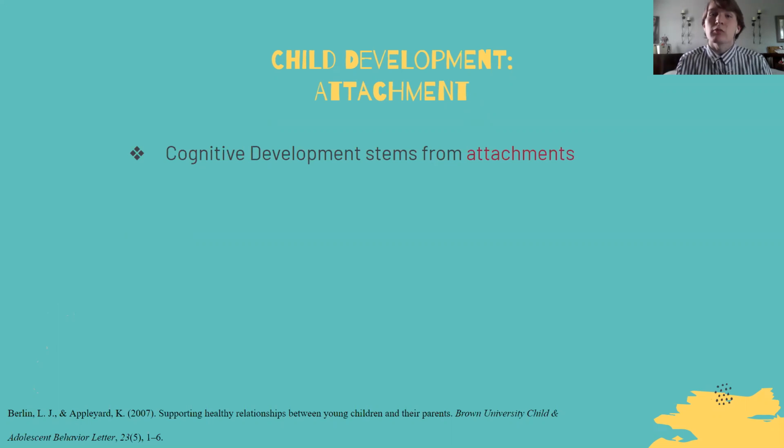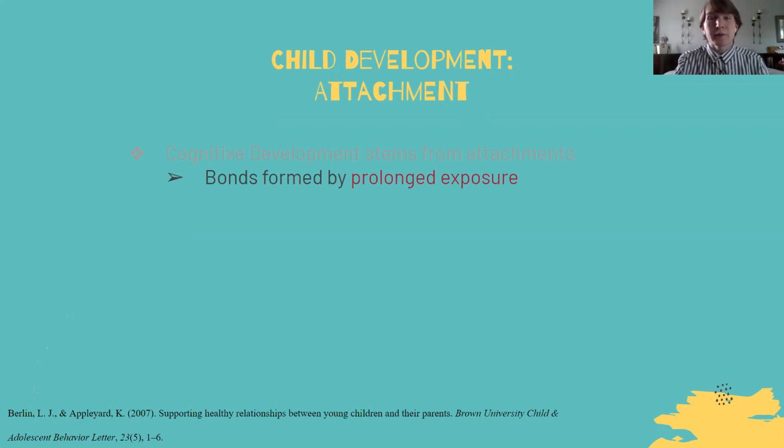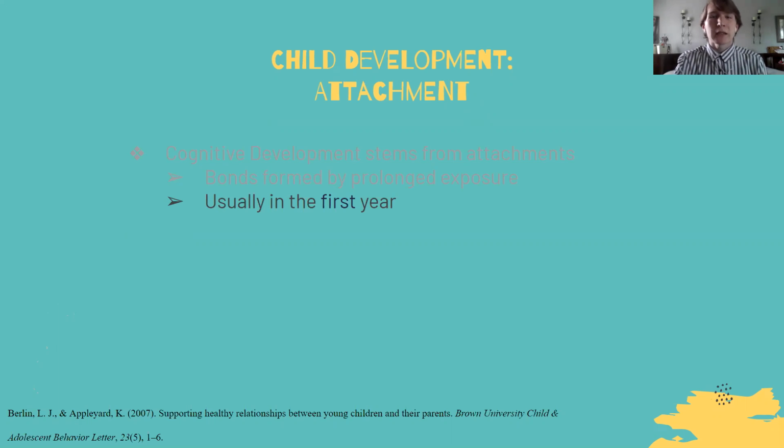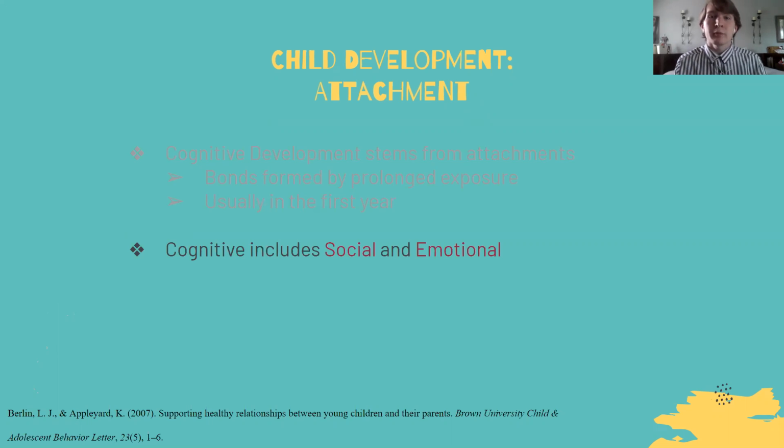Now, attachments are the root of cognitive development. They are formed from prolonged exposure, and usually in the first year of life. Cognitive includes social and emotional, which means attachments teach kids emotional coping mechanisms and social cues. All of those foundations are laid with the attachment.